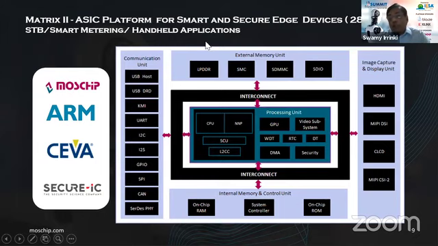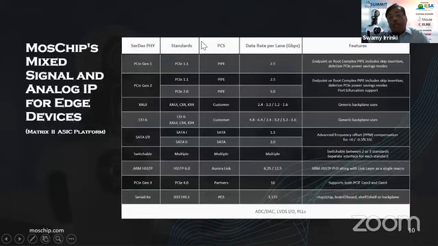So the key IP blocks for this platform will be MosChip's internal mixed signal IP, because most edge devices will be towards real analog based sensors. They talk to the real world, voice and audio. So mixed signal IP is going to play a critical role in these applications. And MosChip has a protocol agnostic SerDes PHY that supports up to 16 gig. That will be part of this Matrix 2 platform in 28 nanometer.